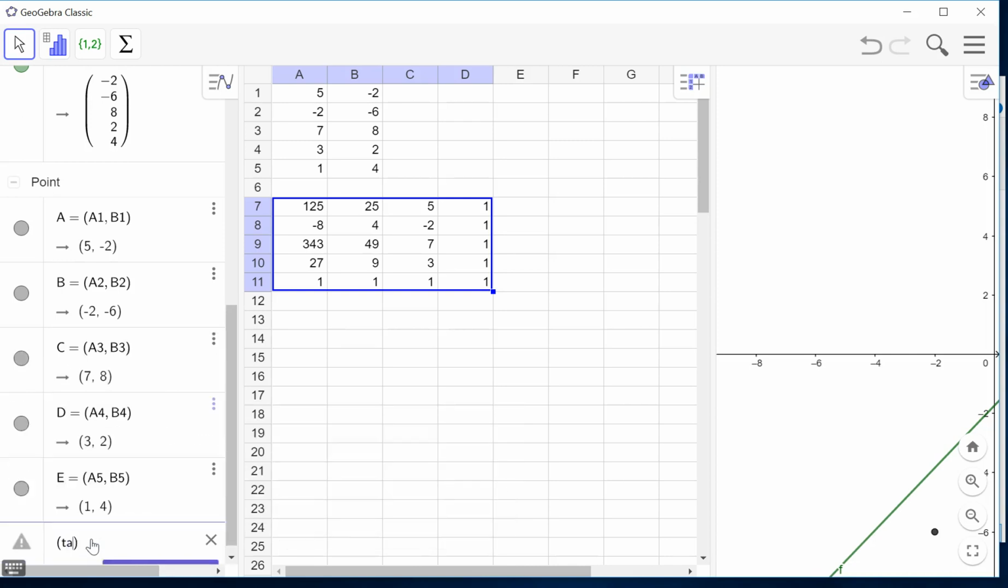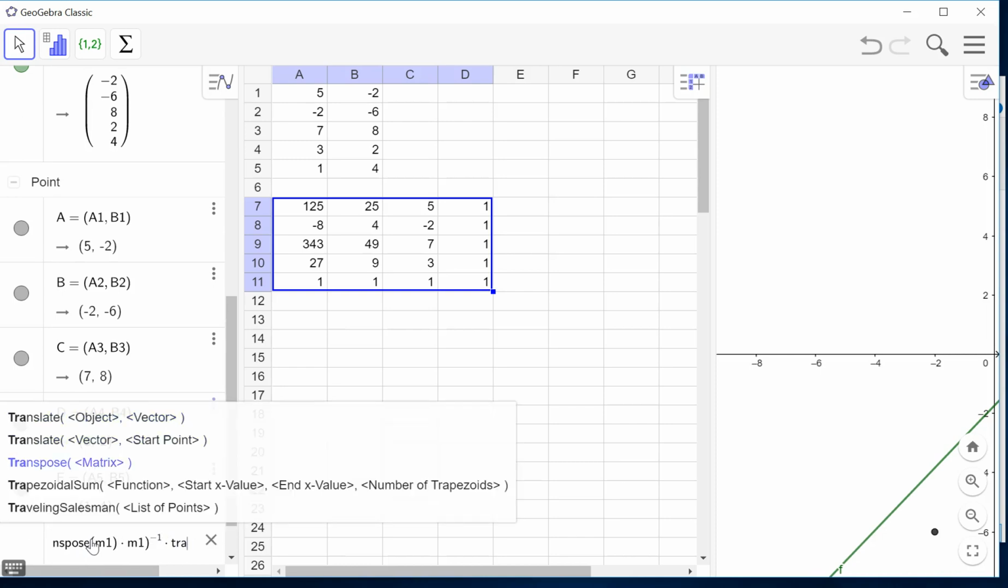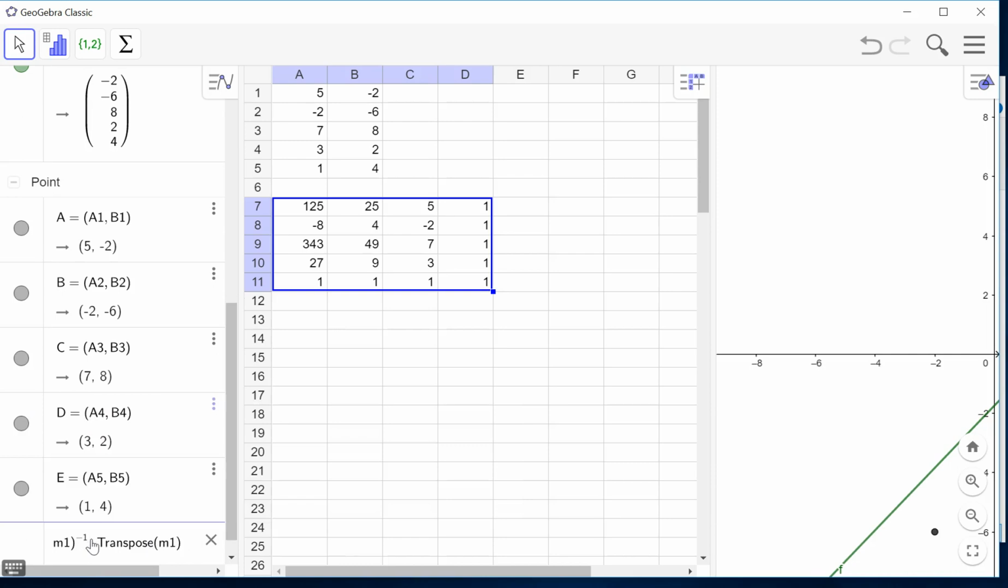What's annoying is on GeoGebra you hit Enter to get it to pop up, and in Excel you hit Tab to get it to come up. And so I do the wrong thing in the wrong program. The transpose of M1 times M1, inverse, times the transpose of M1 times M2.